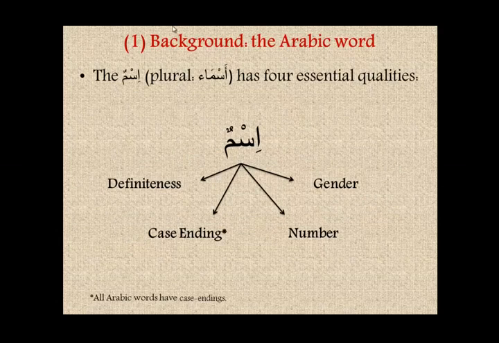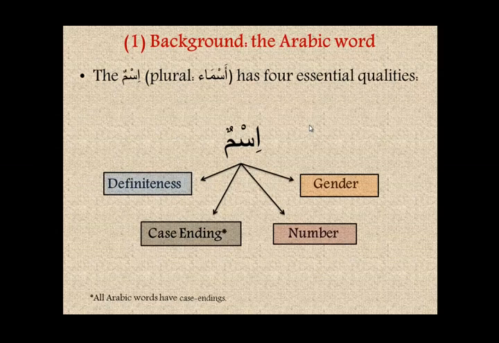So the ism, the plural of which is asma', has 4 essential qualities. These are 4 very basic and fundamental characteristics of the ism, and they are gender, number, case ending, and definiteness. For clarification, case ending is not exclusive to the ism. All Arabic words have case endings, and we will learn later on that verbs have case endings as well.